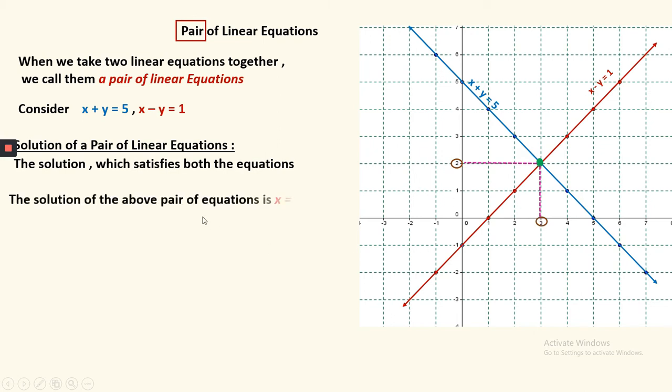So (3, 2) is the common solution of this pair of linear equations. If we substitute in both the equations, 3 plus 2 is equal to 5, and you also get 3 minus 2 equal to 1. So this is the pair of values which satisfies both the given equations. So we call this the solution of this pair of equations. This can also be written as coordinates, x coordinate as 3 and y coordinate as 2.